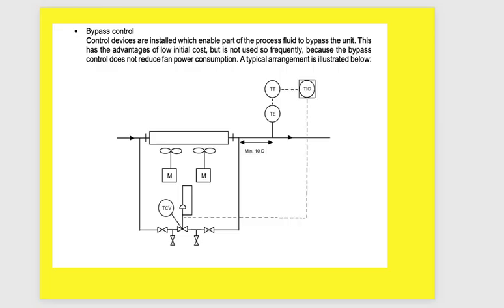In some cases, there is a bypass on this process. This bypass is related to the TIC to open the bypass or close the bypass to adjust the amount of fluid going through the tube of the air cooler. Okay.